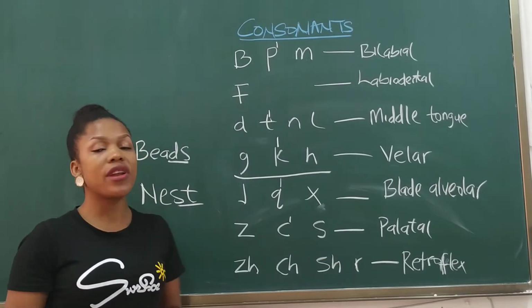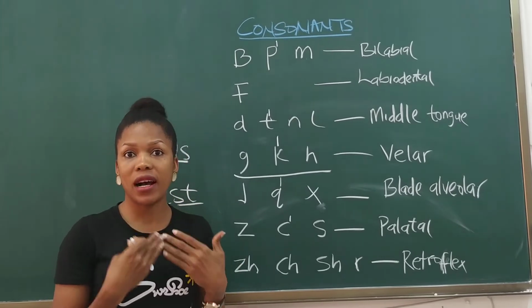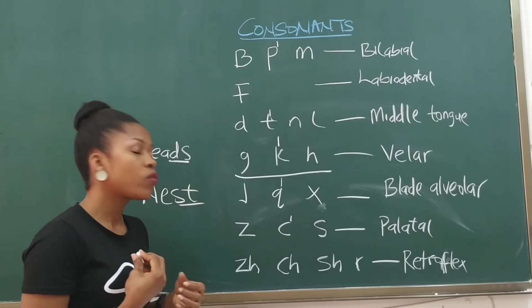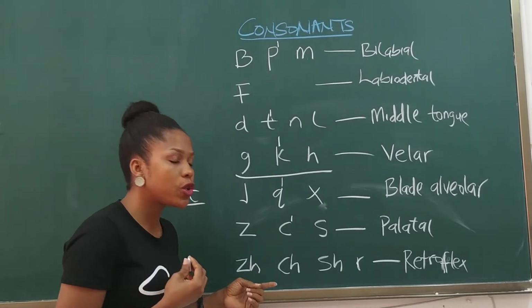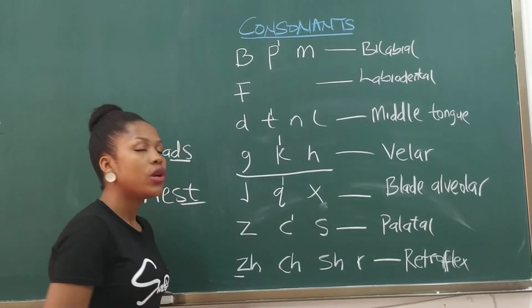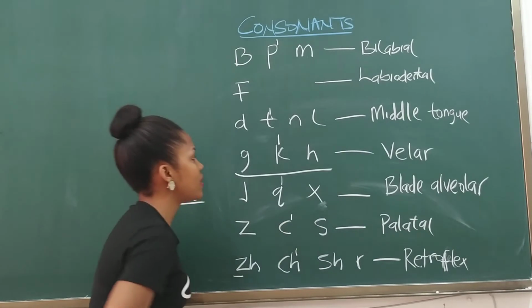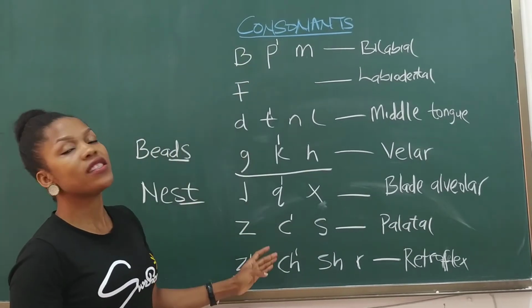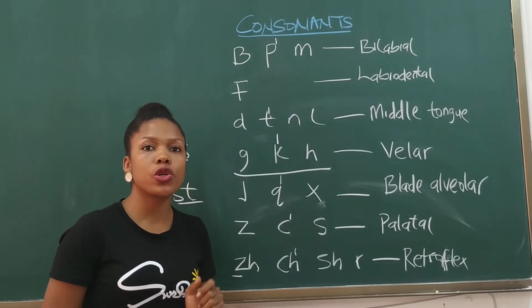So the last but not the least are the retroflex sounds. You pronounce them with the tip of the tongue and the hard palate. So it goes this way. Dr, dr, that's for this sound. And this one is also an aspirated sound because Chinese has six aspirated sounds. So this is also dr.